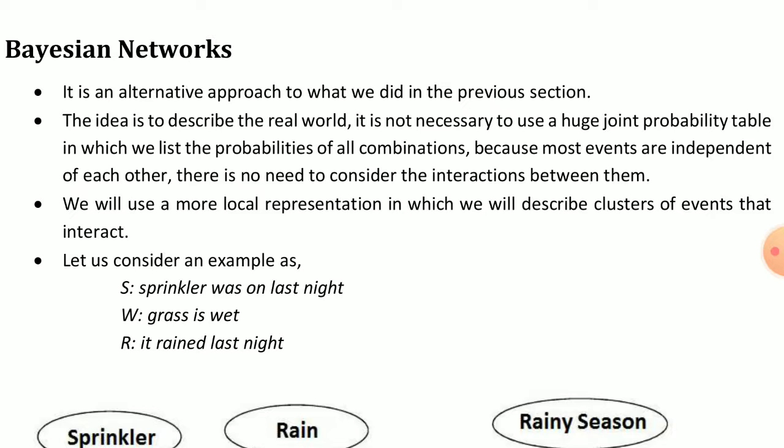In AI, unit number 5, probabilistic reasoning. In this unit 5, in the previous videos, I started the first topic, probability and Bayes theorem. Then I explained the second topic, certainty factor and rule-based system. Now today I will start the third topic, Bayesian networks.